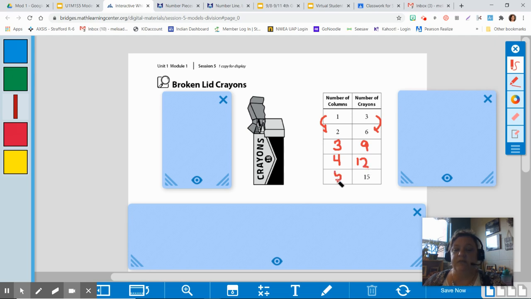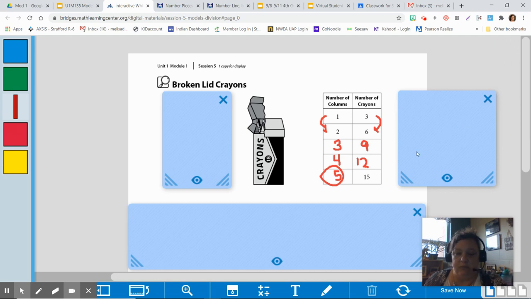And let's go up to 5. 5 rows then, 12 plus 3 gives us 15. So we were trying to figure out how many columns we had, you know, how many crayons are in each row. So it would be 5. But of course, that's not the only way we can figure this out.